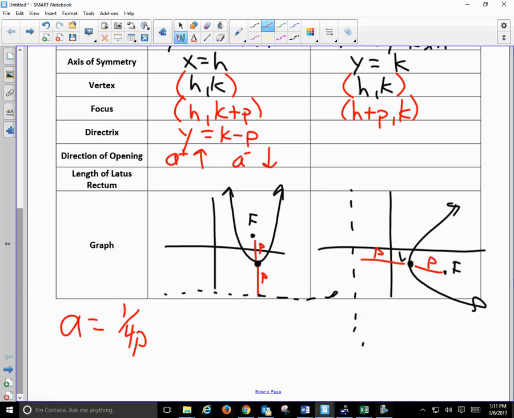And then the directrix, that's a vertical line. So is that x equals or y equals? X equals. And the x value, we're going to take the h value, instead of add p, we will minus p. And we also said if a is positive, it's going to go to the right, and if a is negative, it goes to the left.